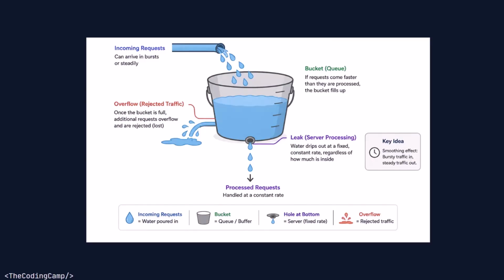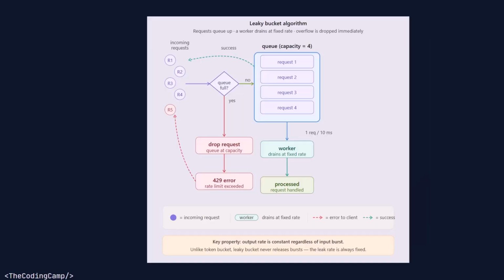Now let's look at how it actually works in an implementation. When a request arrives, you check the current queue size. If the queue is not full, you add the request to the queue and return a success to the client. A separate process, often called the processor or the worker, drains the queue at a fixed rate, for example, processing one request every 10 milliseconds. If the queue is already at capacity when a new request arrives, that request is dropped immediately. The client gets a rate limit error.